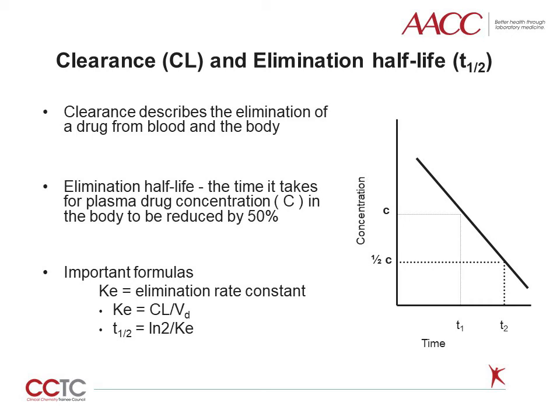In the formulas below for half-life, Ke is the elimination rate constant, which is calculated from clearance and volume of distribution. The elimination half-life is calculated by dividing the natural log of 2 by the elimination rate constant. Factors that affect clearance are body weight, body surface area, cardiac output, drug-drug interactions, genetics, liver and kidney function, and plasma protein binding.